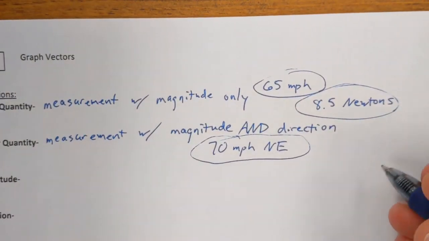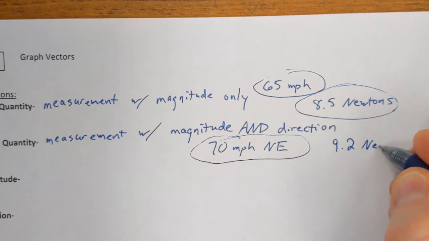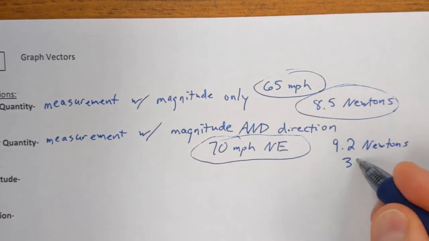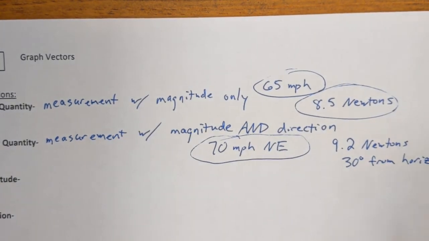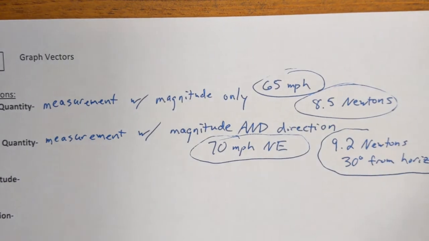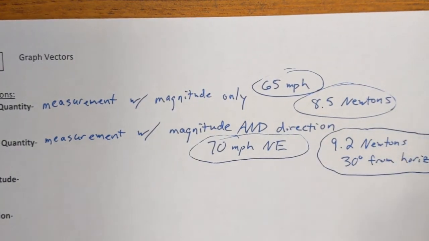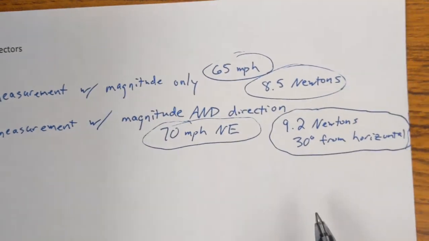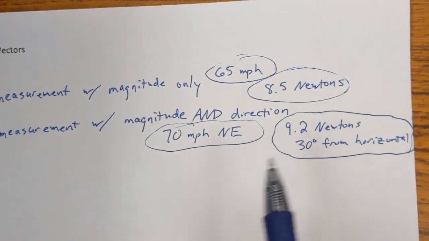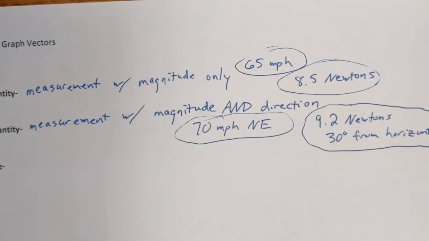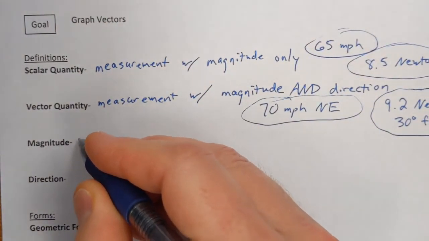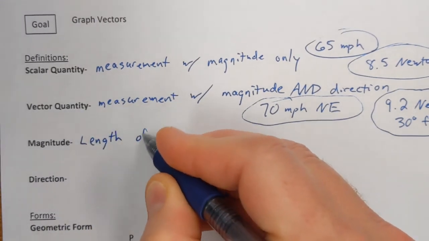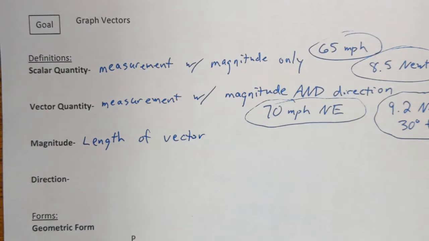Here's another example. If I said I'm pushing with a force of 9.2 newtons, 30 degrees from horizontal. A lot of times, in the way we'll be studying it, we'll give an angle measure, and it's always from horizontal. These are examples of vectors. They have the magnitude, but then they also give us a direction.